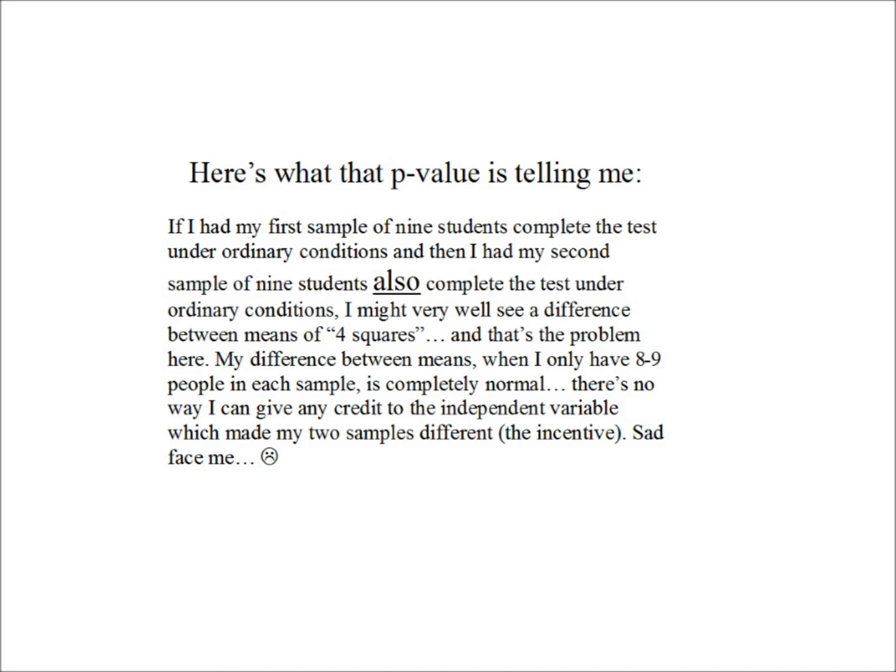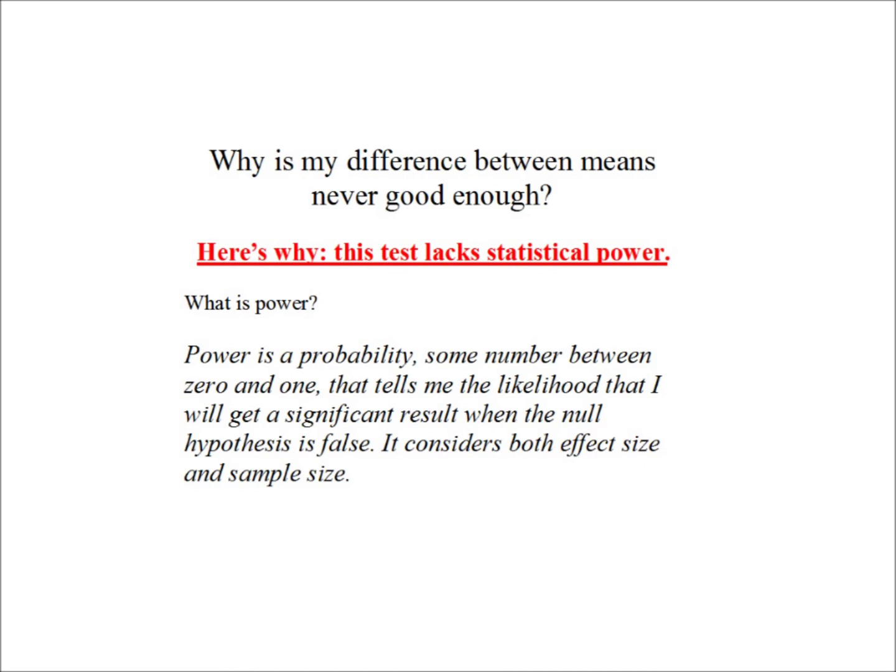My difference between means, when I only have 8 or 9 people in each sample, is completely normal and ordinary. There's no way I can give any credit to the independent variable, which made my 2 samples different, my incentive. Why is my difference between means never good enough? Here's why. This test lacks statistical power.